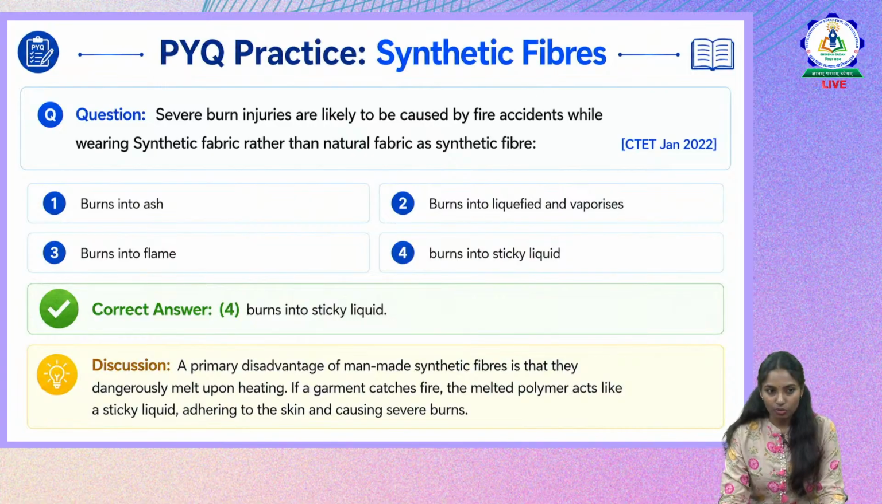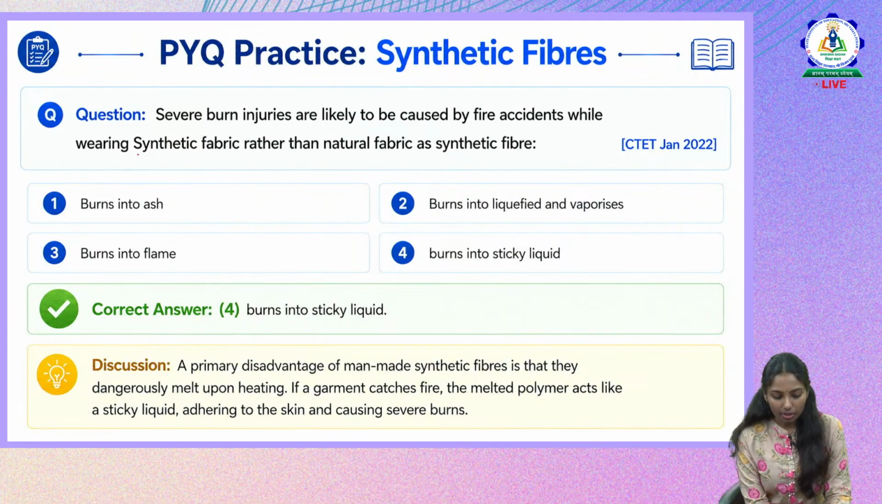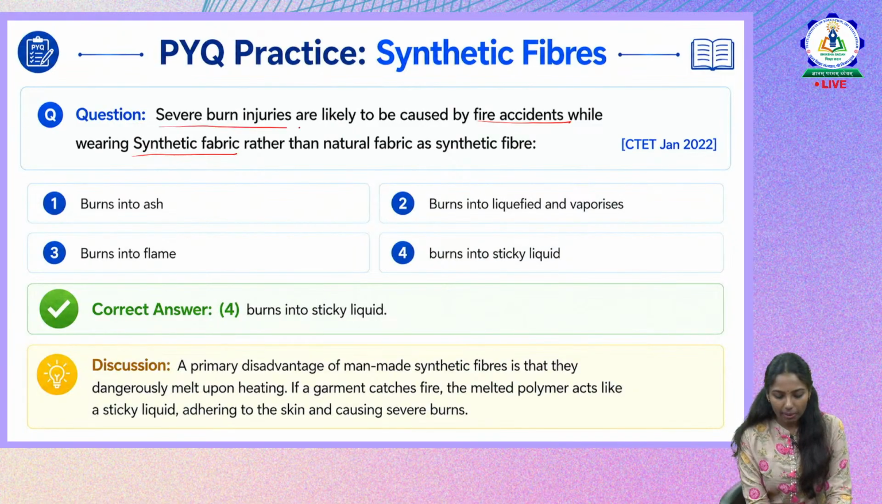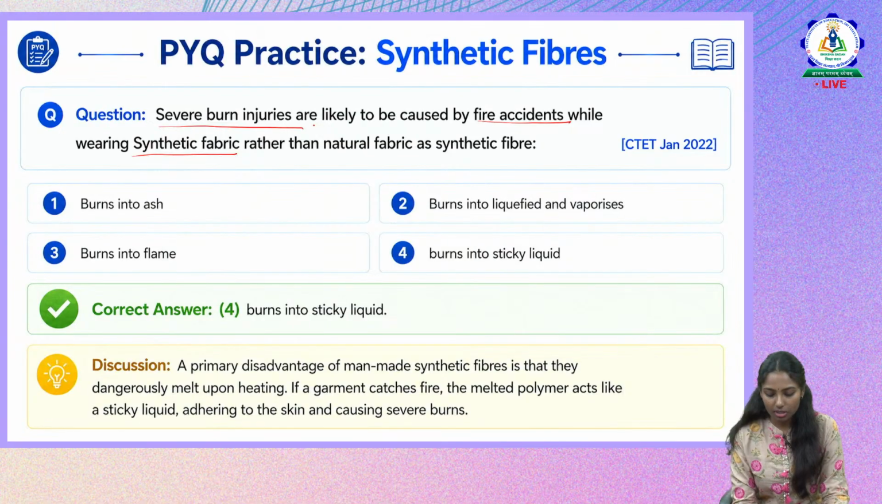The question we have is: severe burn injuries are likely to be caused by fire accidents while wearing synthetic fabric rather than natural fabric. So the question here is about synthetic fabric. What happens if we wear synthetic fabric when there are fire accidents? If we prefer synthetic fabric over natural fabric and there is a fire accident, severe injuries might happen. So why does it happen?